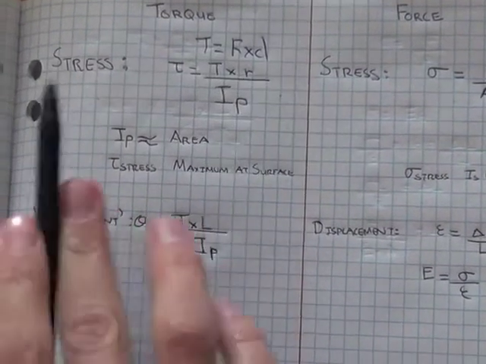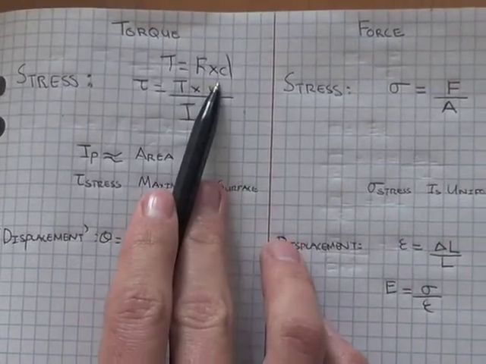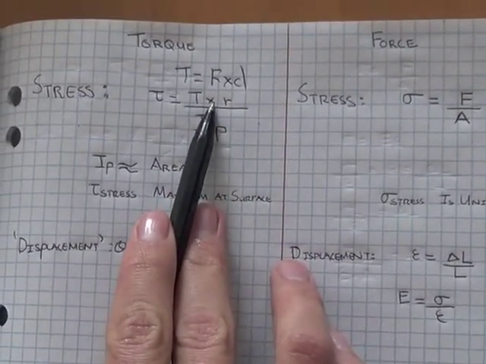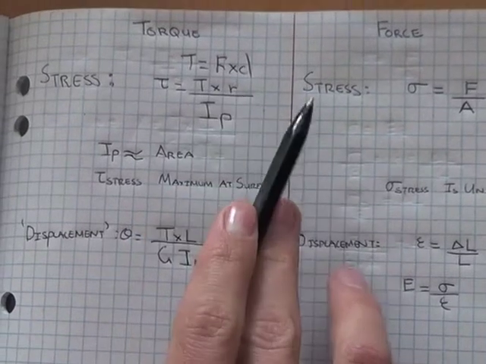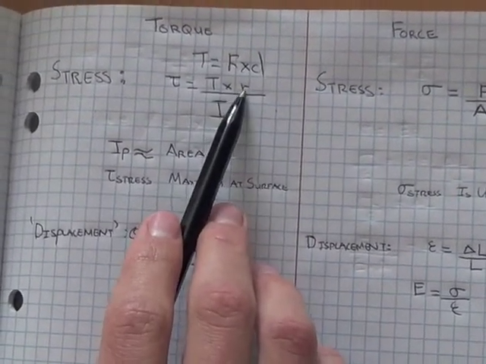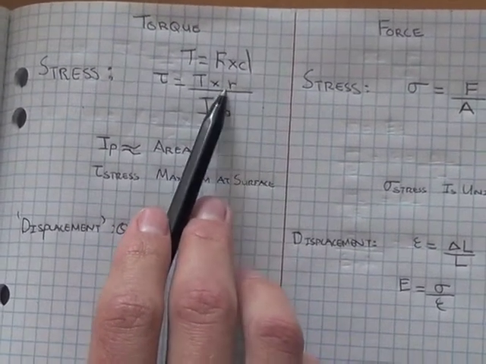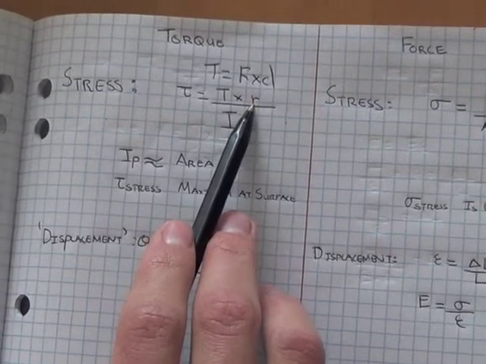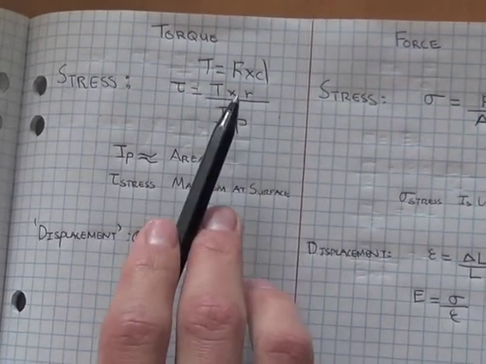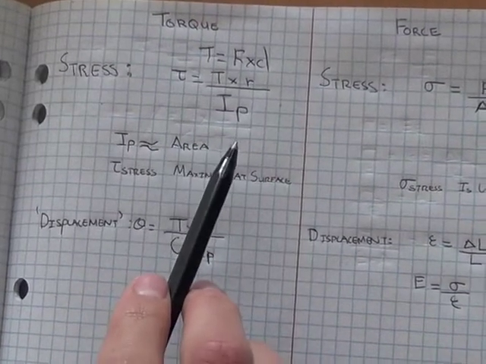Now there's one difference between this type of stress and this type of stress. Here we have an R term, which is simply the radius of the shaft under torsion. What this says is that the stress varies linearly throughout the shaft. So at the center of the shaft, the stress is 0, and at the edge of the shaft, the stress is the maximum. And this is the stress we care about, this maximum stress.